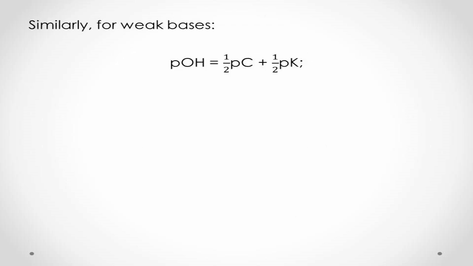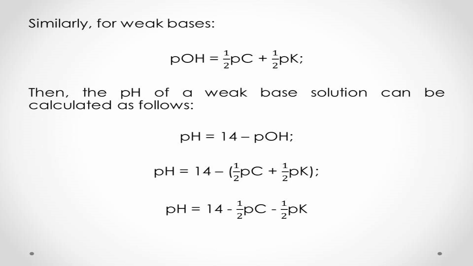Now let's move to weak bases. By analogy, we can state that pOH, the negative logarithm of the OH ion concentration, equals 1/2 pC plus 1/2 pK. To find the pH of a weak base solution, we use the relationship pH equals 14 minus pOH. By substituting our expression for pOH, 1/2 pC plus 1/2 pK, and expanding the brackets, we arrive at the final expression for calculating the pH of weak base solutions.